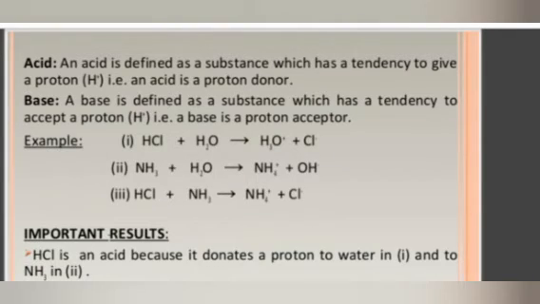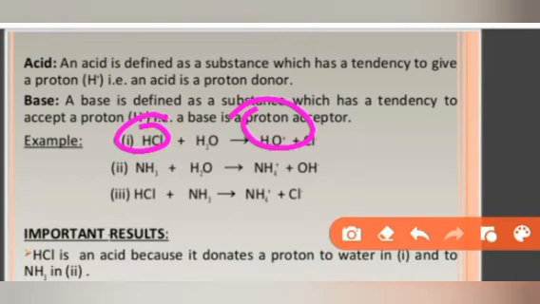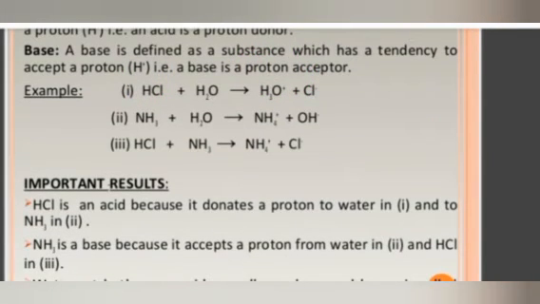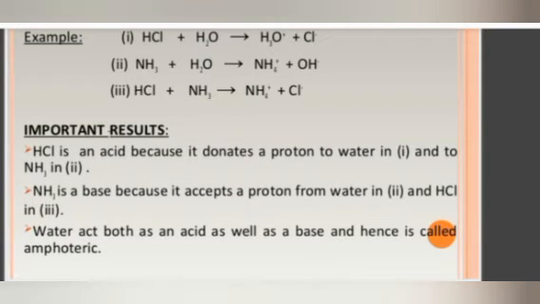So when HCl reacts with H2O, it gives H3O positive and Cl negative. NH3 plus H2O gives NH4 positive and OH negative. HCl plus NH3 gives NH4 positive and Cl negative. Sometimes a question comes, what is the acidic species of HCl? So you should know H3O positive. Important result: HCl is an acid because it donates the proton to water, and NH3 is a base because it accepts the proton from water and HCl. Water acts as both acid as well as base, so it is called amphoteric. Again, this acts as acid as well as base, so it's called amphoteric.